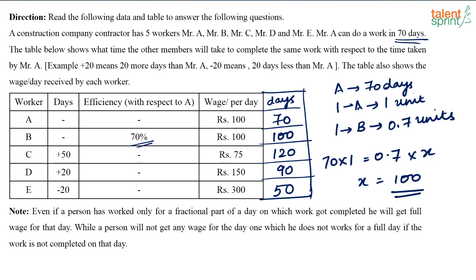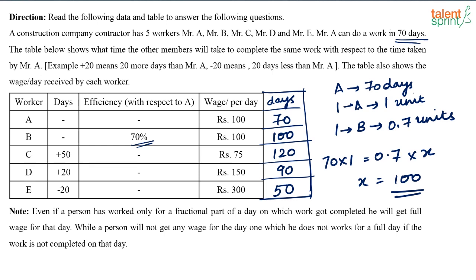Yes, so this is the first thing that you need to find out. Okay, I know B is 70% as efficient as A. So when A completes 1 unit, B will complete 0.7 units, or I can say B will complete the work in 100 days. So once you have got this table, now let us look at the questions that follow.